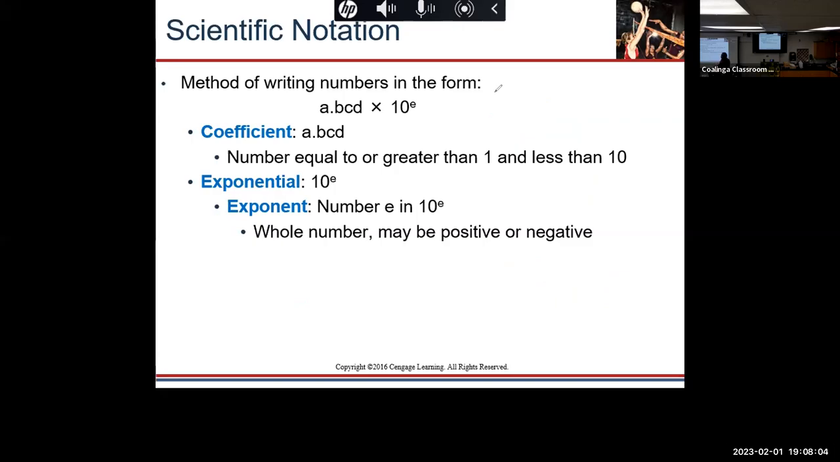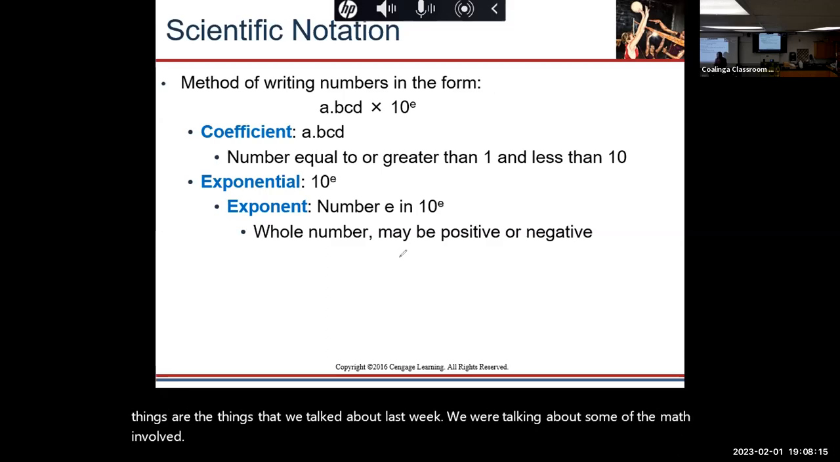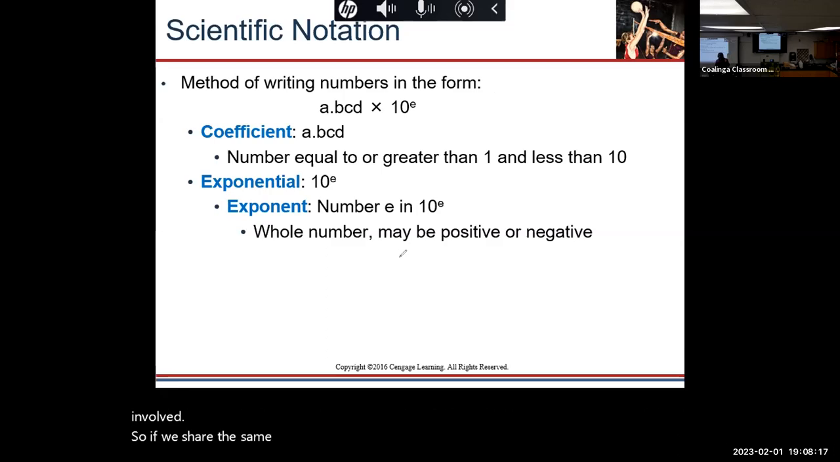Now, the beauty of using exponents is that a lot of things come into play. One of those is what we talked about last week when we were talking about some of the math involved. If we share the same base, we can use the fact that the base is being shared between the two.